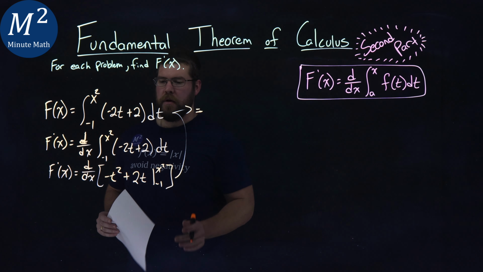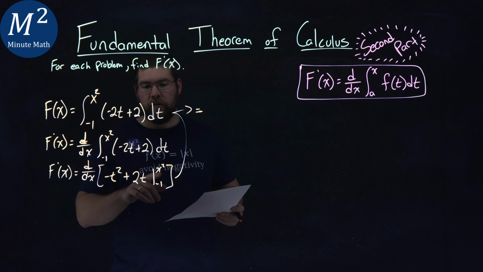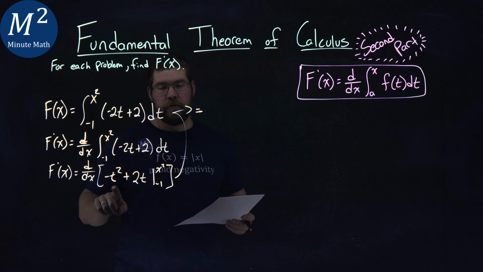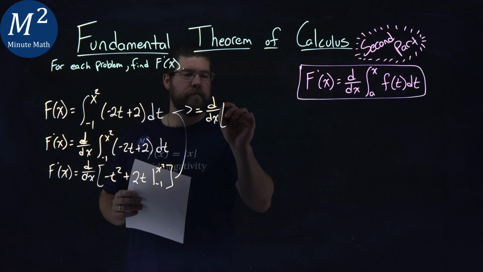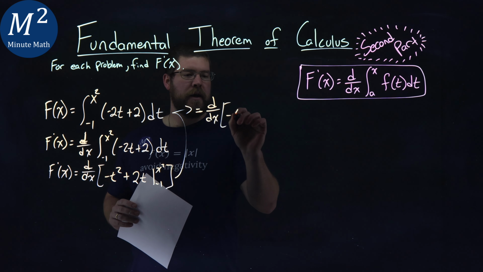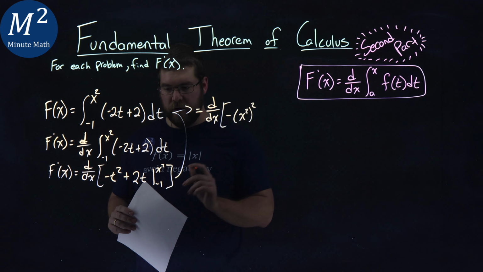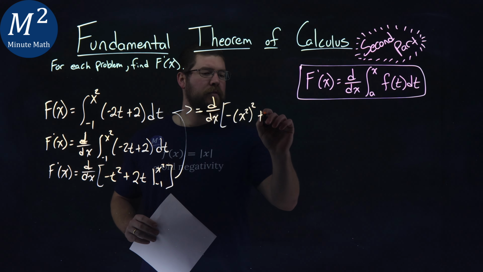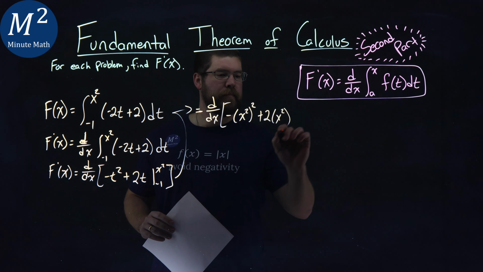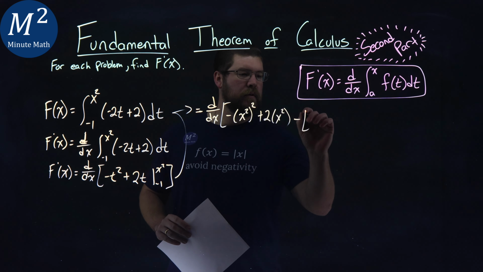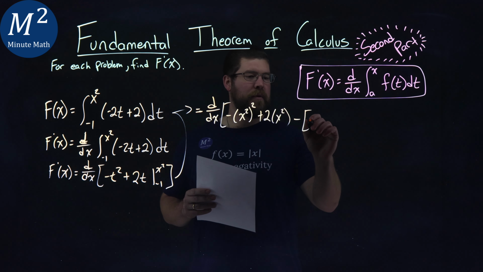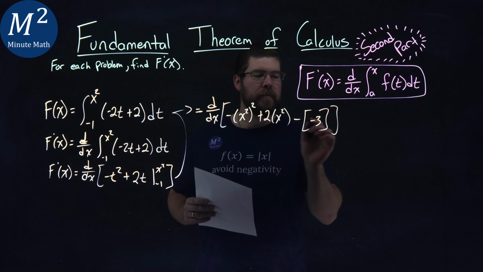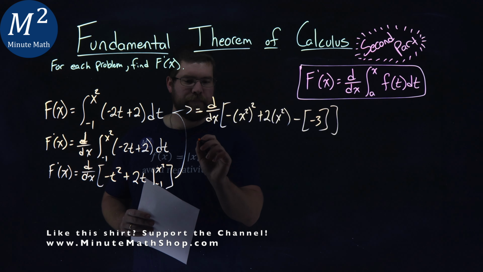Well, from here we need to follow our rules. Plug in x squared for t. Okay? So we have d over dx. Plugging x squared in, so negative x squared squared, don't forget the second squared, plus 2 times x squared. Minus, when we plug in negative 1 for t, and I simplified that for you, it came out to be a negative 3. And it won't really matter in a minute.